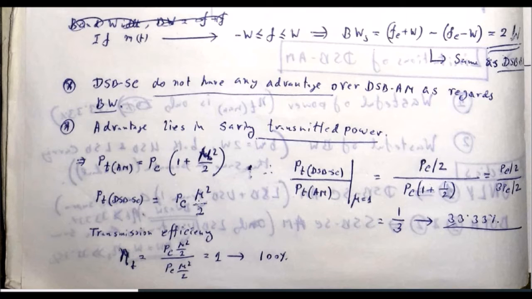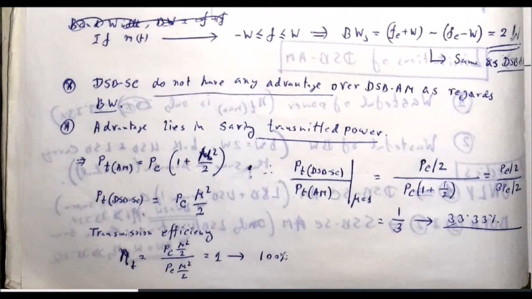Okay. And now what should be the transmission efficiency? You know that transmission efficiency means the amount of power used to transmit the information divided by the total power. Okay. So here the amount of power used to transmit the information will be the total sideband power, the upper sideband plus lower sideband power. So it will be in the numerator, and in the denominator it will be the total power, which is the same as the sideband powers. Okay. So that's why it will come as 1. That means 100% transmission efficiency. Physically, 100% transmission efficiency can be obtained from here.